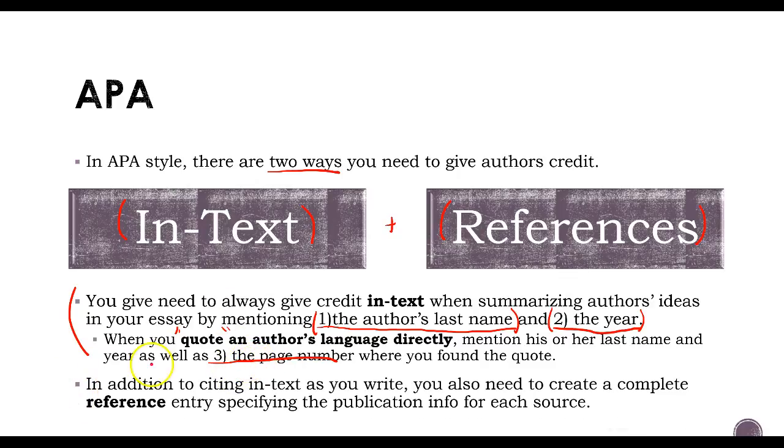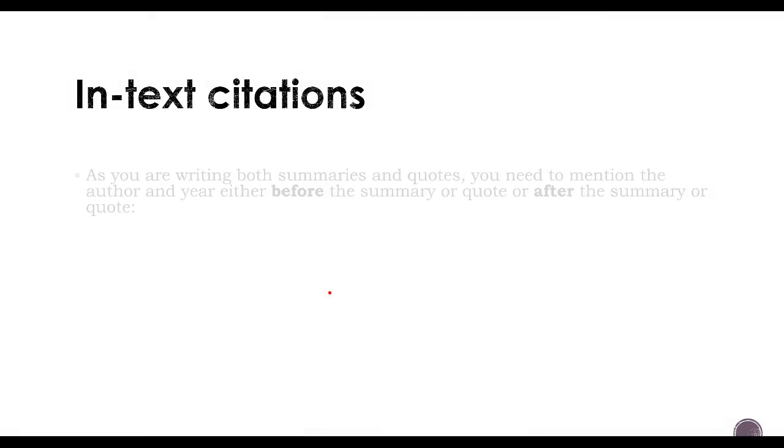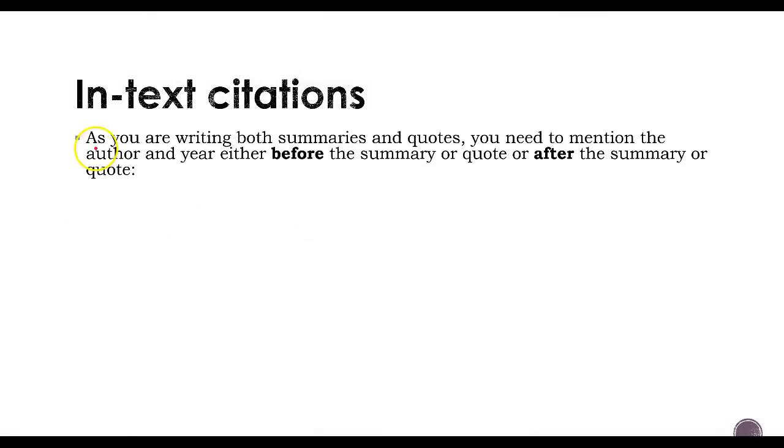So in addition to doing your in-text citations as you're writing, mentioning the author's names and years, you also want to create a reference entry. So let's take a closer look at in-text citations and reference citations. So in-text citations. You need to make sure, as I said before, that you mention the author and the year. There are two ways that you can do this. You can either do it before the summary or the quote, or you can do it after the summary or the quote.